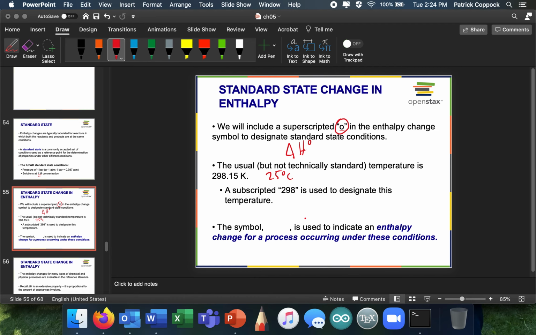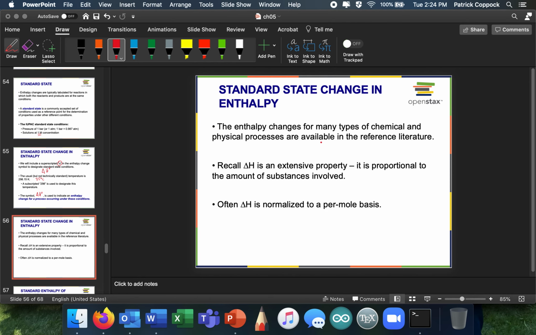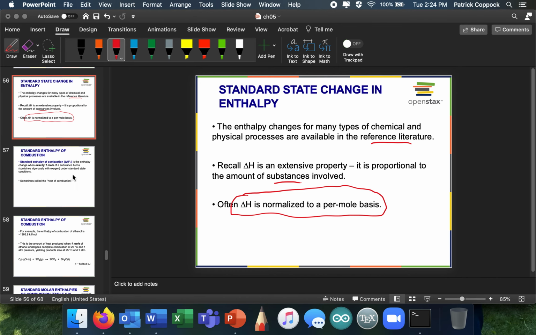The symbol that's used to indicate enthalpy change for a reaction is, as I put above, the standard heat of a reaction. The enthalpy changes for many types of chemical and physical processes are available. We just look them up in reference literature. And recall that the change in enthalpy is an extensive property. It's proportional to the amount of substance involved, but oftentimes it's normalized to the change in enthalpy per mole, which sort of makes it an intensive property.